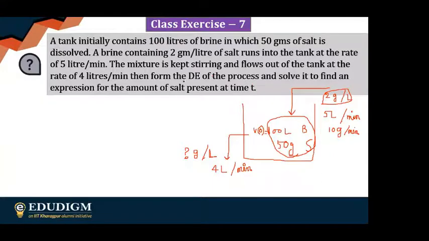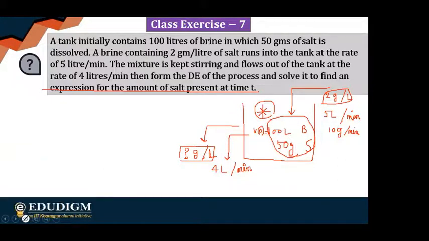We have to form the differential equation of the process and solve it to find an expression. Now this is very important, because at the end of the day you need to understand what are the variables between which you are finding the relation. Amount of salt present at time t. Okay, because this is what I said, that at time t whatever salt will be present is very, very important, because that will also control the rate of outflow. Okay, because I need this, how much salt is going out.